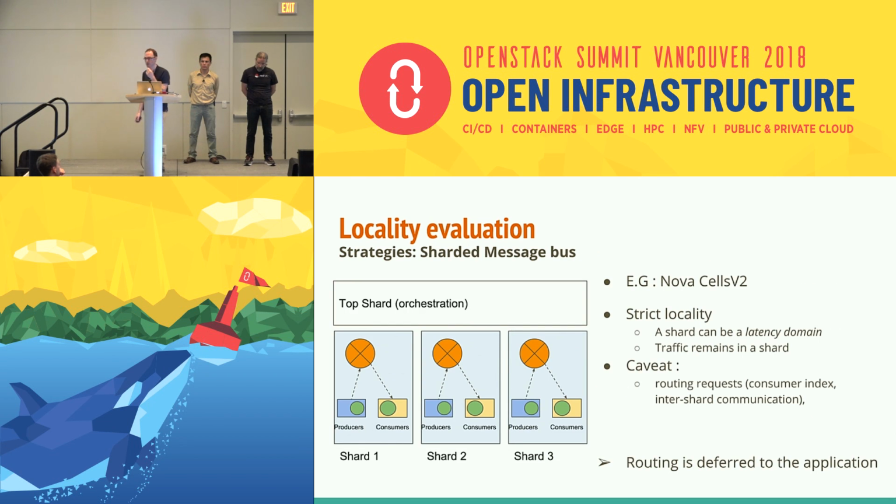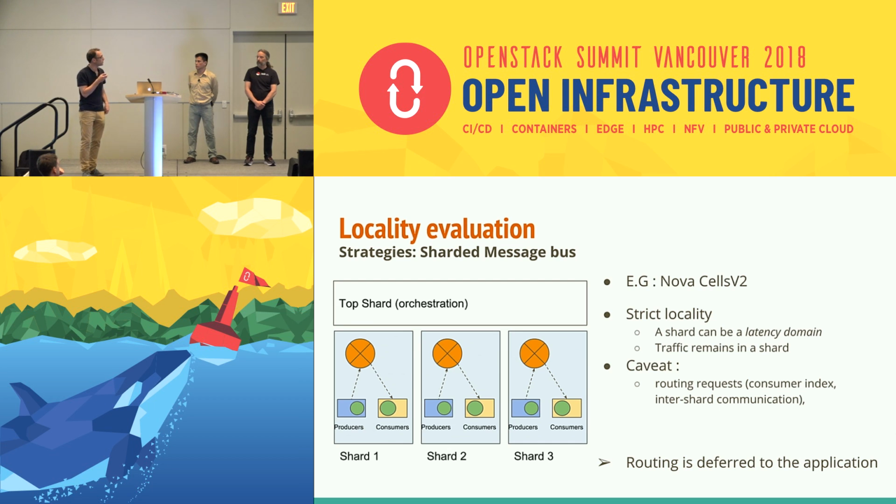Another strategy is to shard your message bus. This is something that is used in Nova Cells, for example, Nova Cells V2. Sharding the message bus consists in having distinct message buses deployed in different sites, and having in those sites consumers and producers local to the site. There is something very nice about this, which is that in each site you have a strict locality, meaning that once a message is issued in one site, it remains in that site. So by design, you have a strict locality in the message delivery.